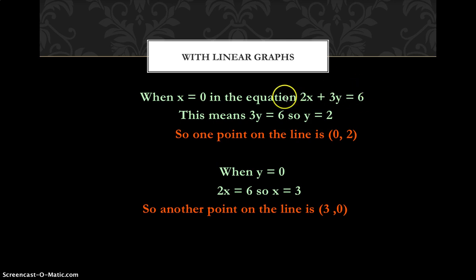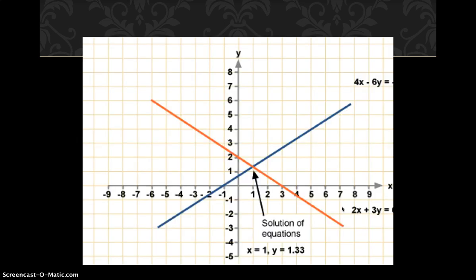X is equal to 6 divided by 2, which is equal to 3. So it's 2 times 3, which is 6. So it's 3 and 0. Coordinates 3 and 0. Where x on the first equation, x is equal to 0, and y is equal to 2. And then the second bit is x is equal to 3 and y equals 0. Then we get our graph.